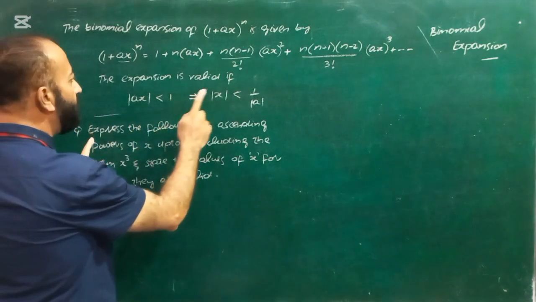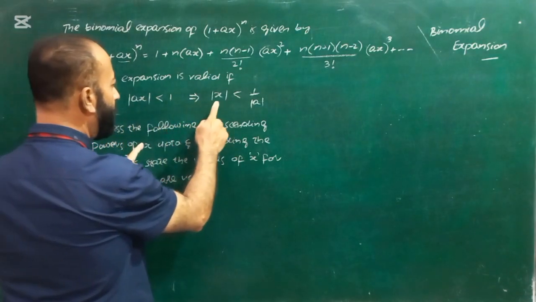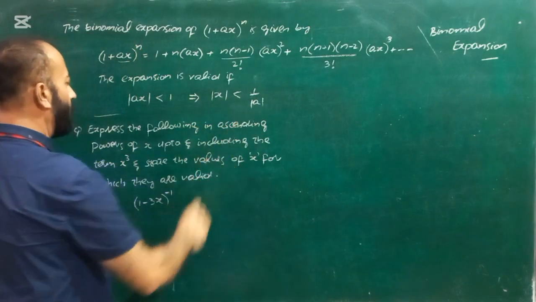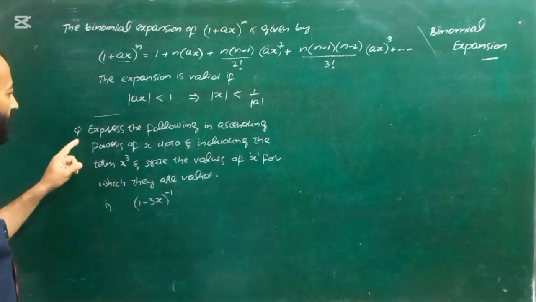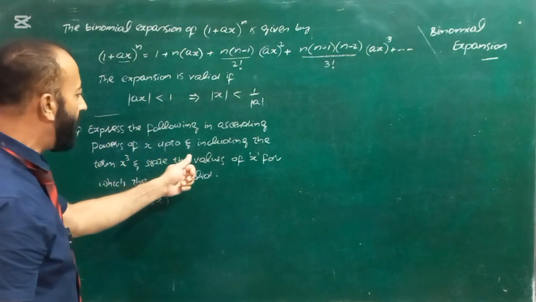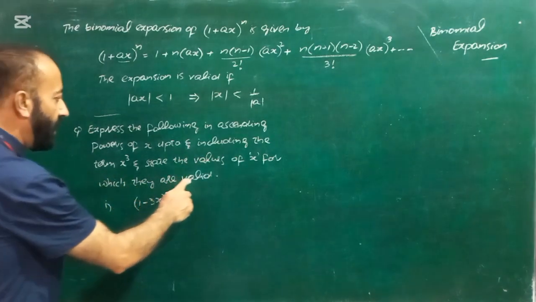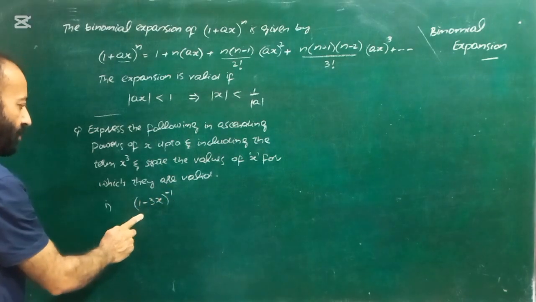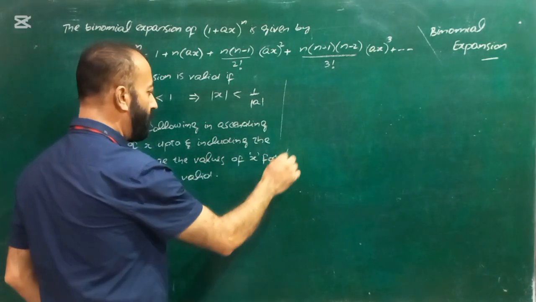The expansion is valid if |ax| is less than 1, that is, |x| is less than 1 over |a|. Now look, here is a question that will make your concepts clearer. Express the following in ascending powers of x up to and including the term x cubed and state the values of x for which they are valid. So here is our first question.